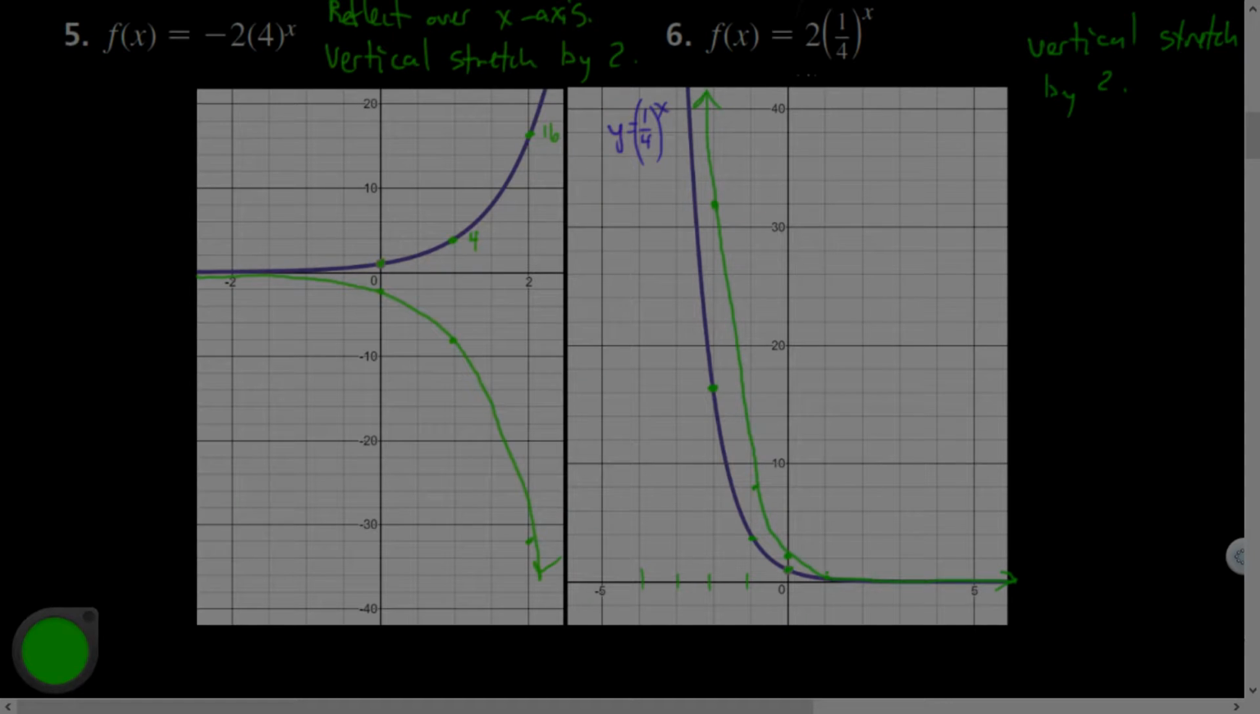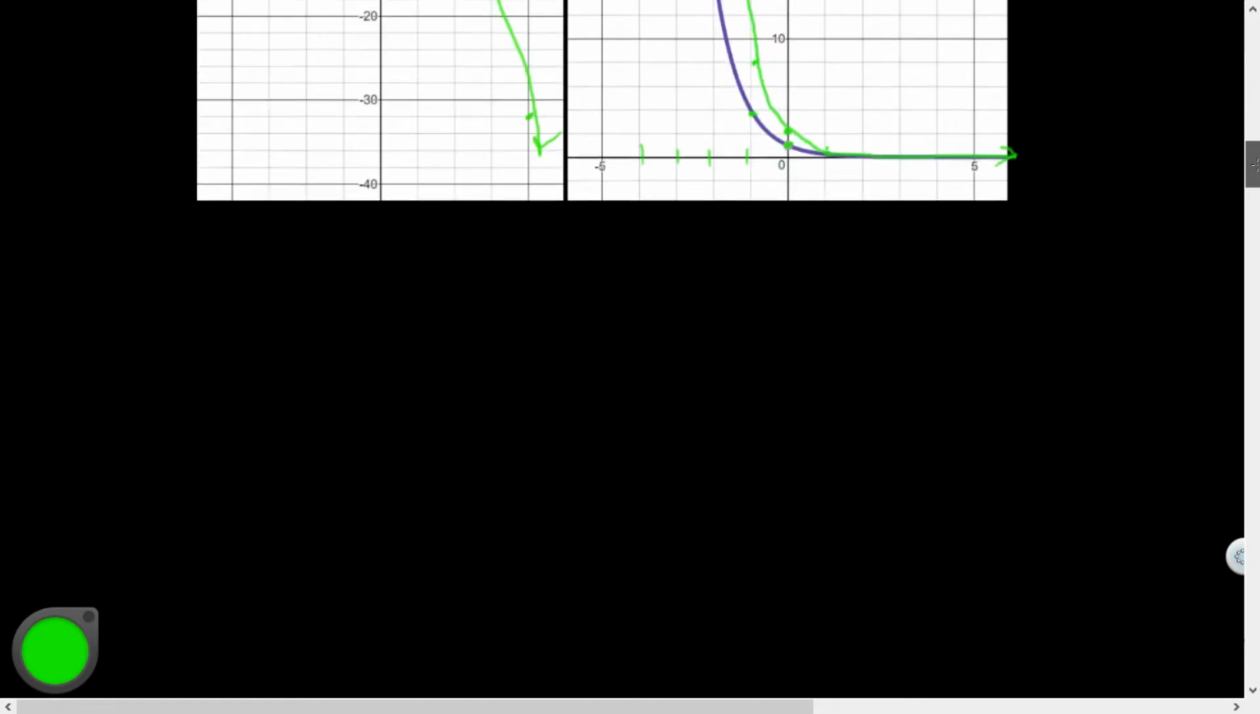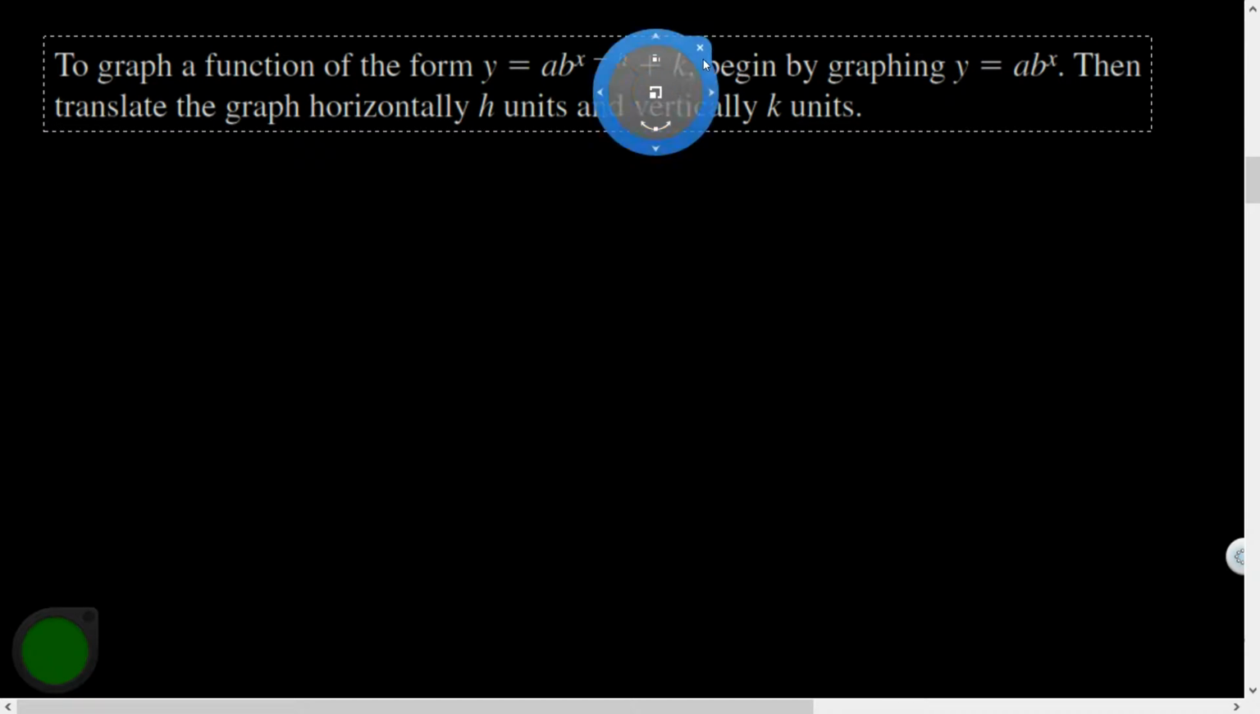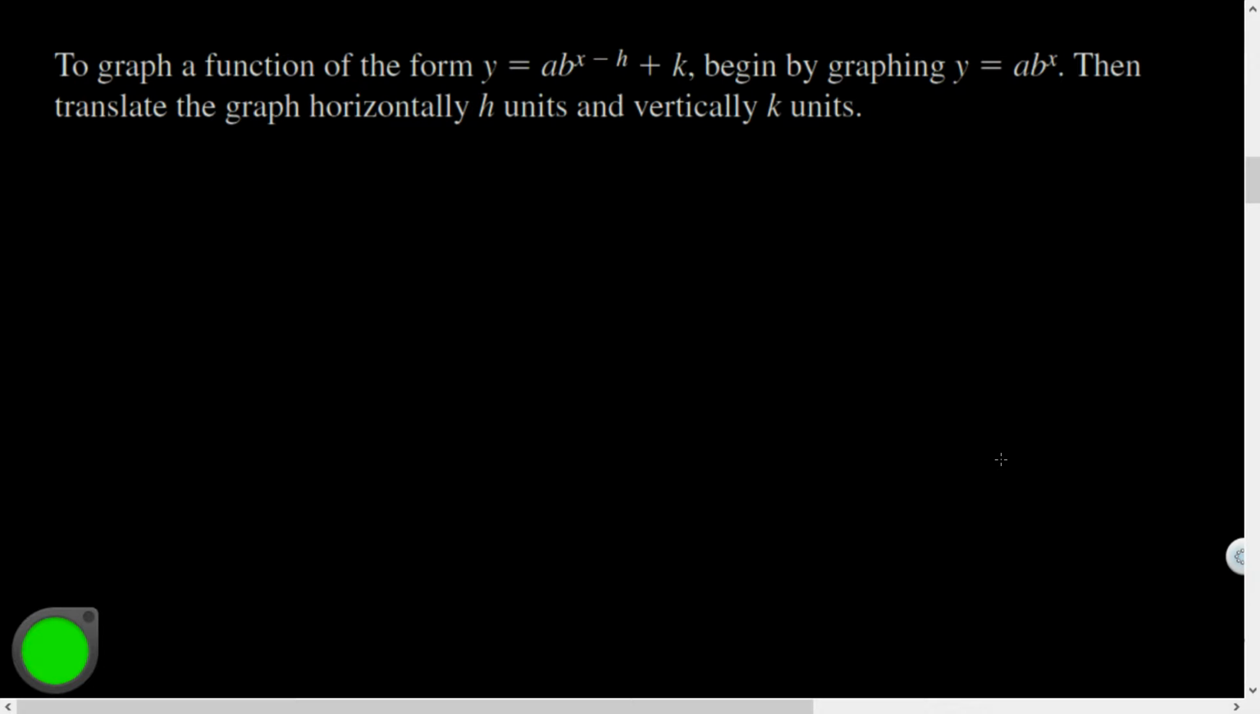All right, so let's take a look at different types of transformations here. It says, what if I want to do horizontal or vertical shifts? Horizontal or vertical shifts. So this is what it says. To graph a function of the form y equals a times b to the x minus h, I want to point out that the x minus h is all in the exponent. And then plus k is back at the level of everybody else. Begin by graphing the parent function, and then translate the graph horizontally h units, so horizontal by h and vertical by k.